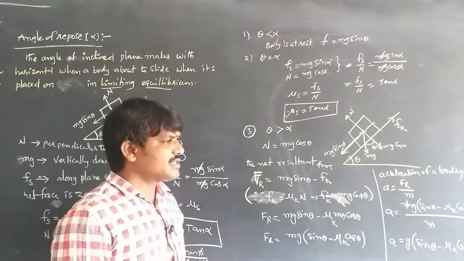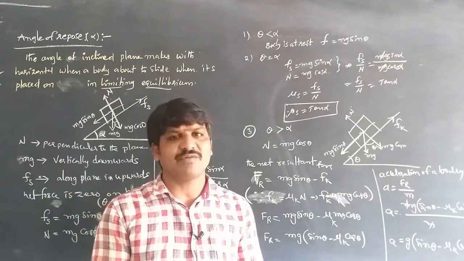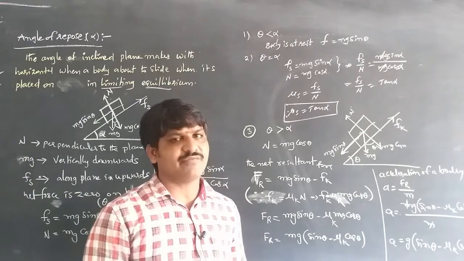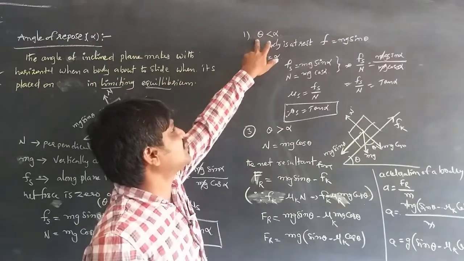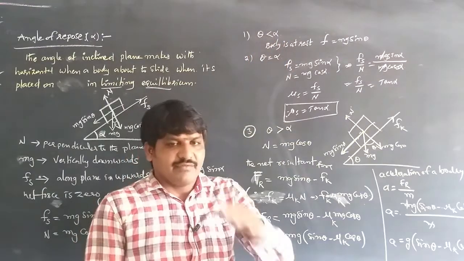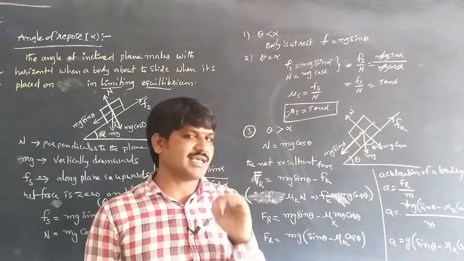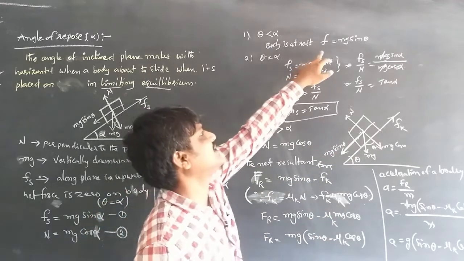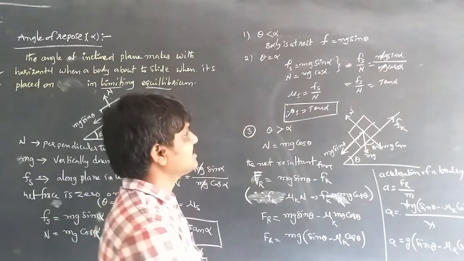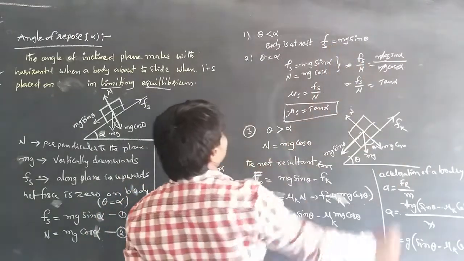Now, if we compare the angle of friction and the angle of repose, we can see that whenever the angle of inclination is less than the angle of repose, the body stays at rest and static friction is acting on the body. So we get Fs is equal to mg sin theta.